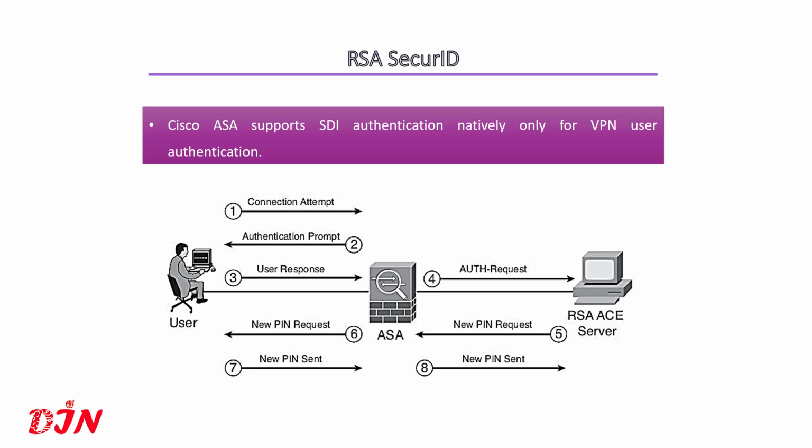Step 4. If new PIN mode is enabled, the SDI server authenticates the user and requests a new PIN to be used during the next authentication session for that user. Step 5. The Cisco ASA prompts the user for a new PIN. Step 6. The user enters a new PIN. Step 7. The Cisco ASA sends the new PIN information to the SDI server.